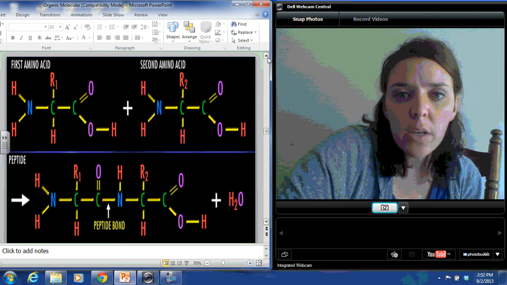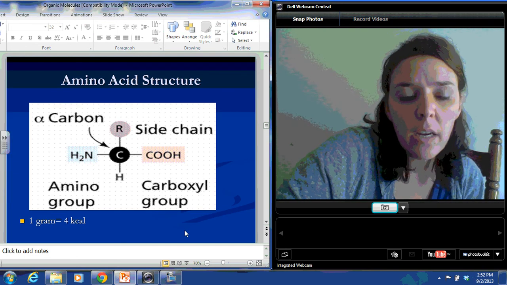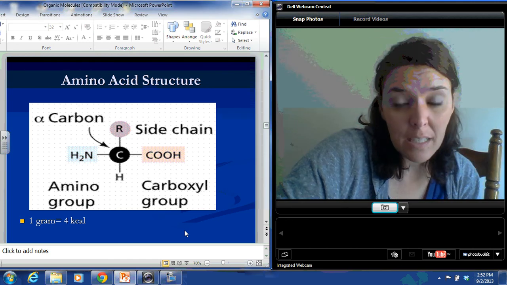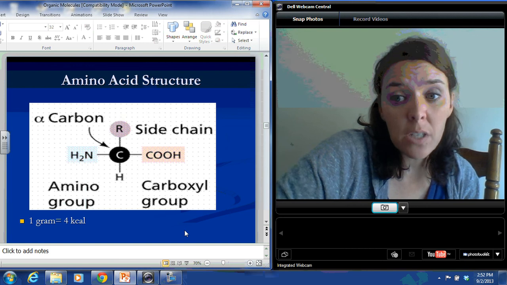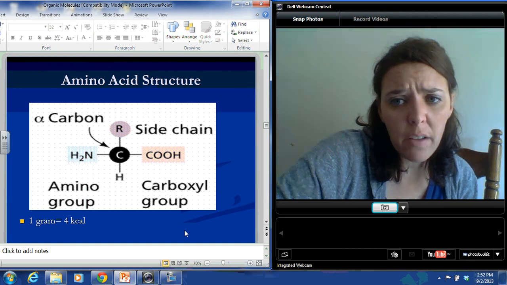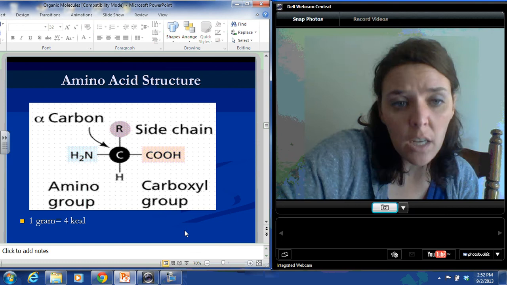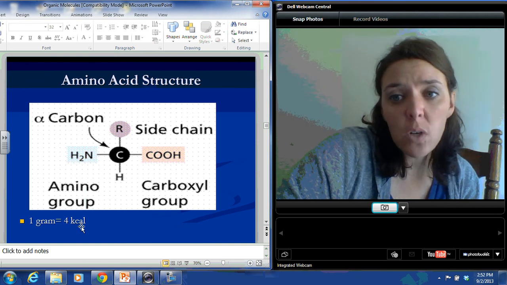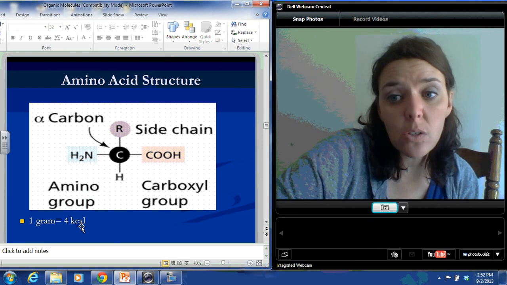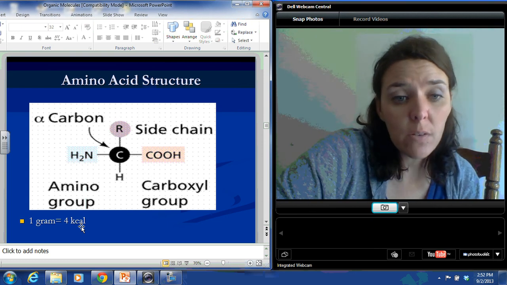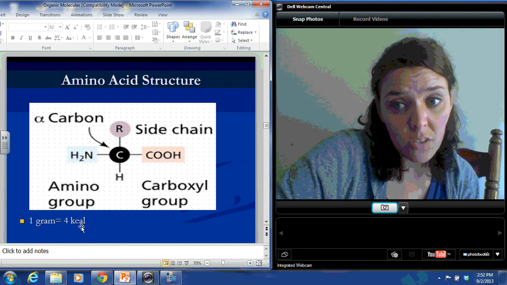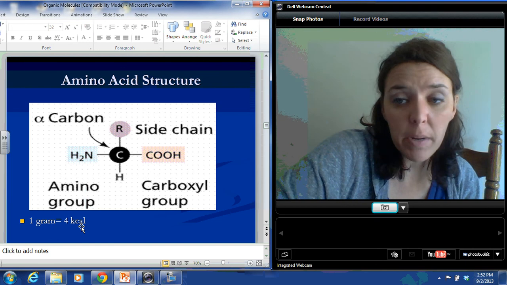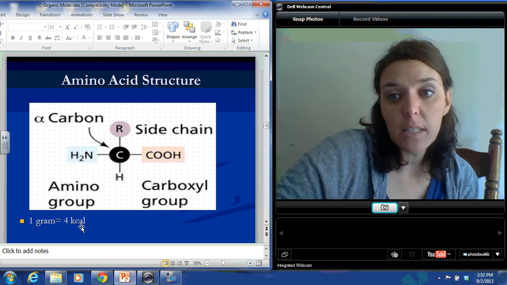Now if we go back to this slide right here, I just want to remind you that amino acids are fairly small compared to lipids. Lipids, remember, are really long. They have really a lot of bonds, which makes it have a lot of energy. Whereas the amino acid is pretty simple right here. It only has 4 calories per gram, just like carbohydrates. So carbs and proteins have 4 kilocalories per gram, whereas fats have 9 kilocalories per gram. And that's because carbs and proteins are fairly small, not a lot of bonds, compared to the lipids, which have a lot of bonds.